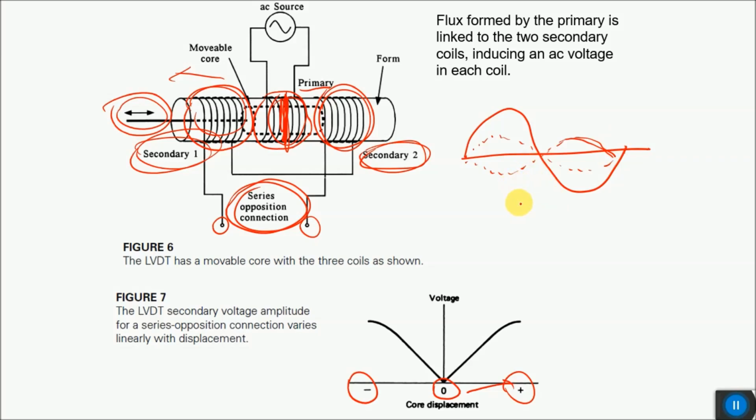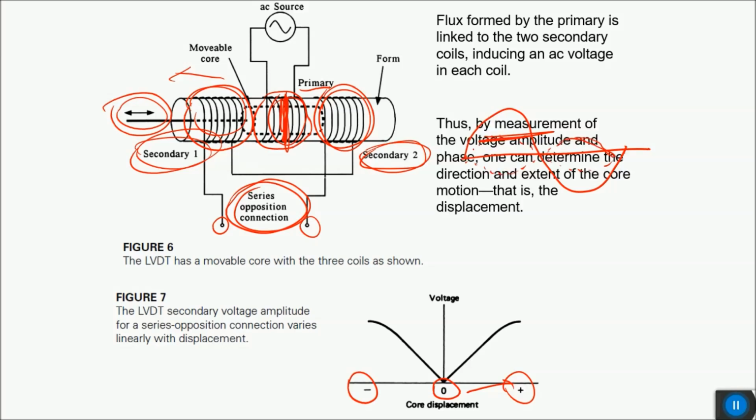That phase will determine in which direction your core was moving, and the magnitude of this output voltage will determine how much the core was displaced in that particular direction. So by measuring the voltage magnitude and phase, one can determine the direction and extent of the core motion, and that is called the displacement. Now we know that it is difficult to measure the phase of an AC voltage because you have to compare the phase of input and output, and for that you need to employ a phase detector.